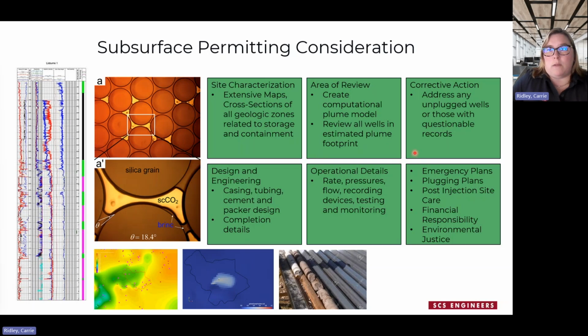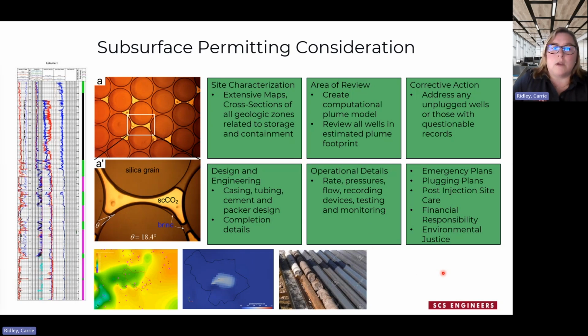We would address any wells that were open or improperly plugged within that area of review, to ensure that we eliminated potential leaks. We would go through the design and engineering of the well and all the completion details related to it, set up operational plans regarding rate, pressure, flow, how information would be recorded, and what the testing and monitoring plans would be, and then set up a number of emergency plans for future use: emergency plugging, post-injection site care, financial responsibility, and environmental justice.